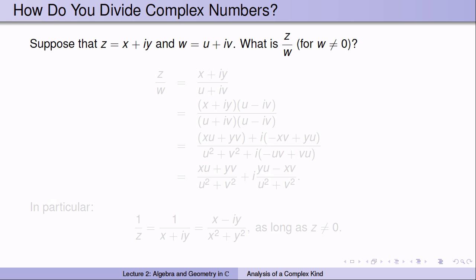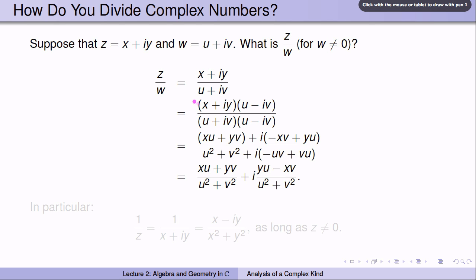So how do you divide complex numbers? Suppose we're given a z, x plus iy, and a w, u plus iv, so two complex numbers. How do I divide z by w? And of course I'm going to need w to be non-zero. I can't divide by 0. So here's a great trick, and I'll show that to you with actual numbers. So z over w would be x plus iy over u plus iv.